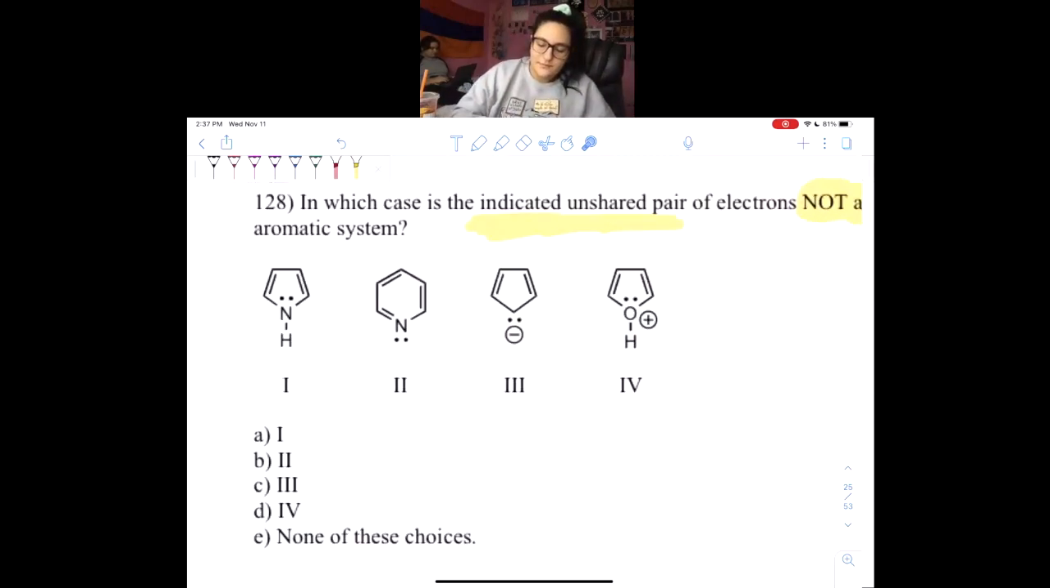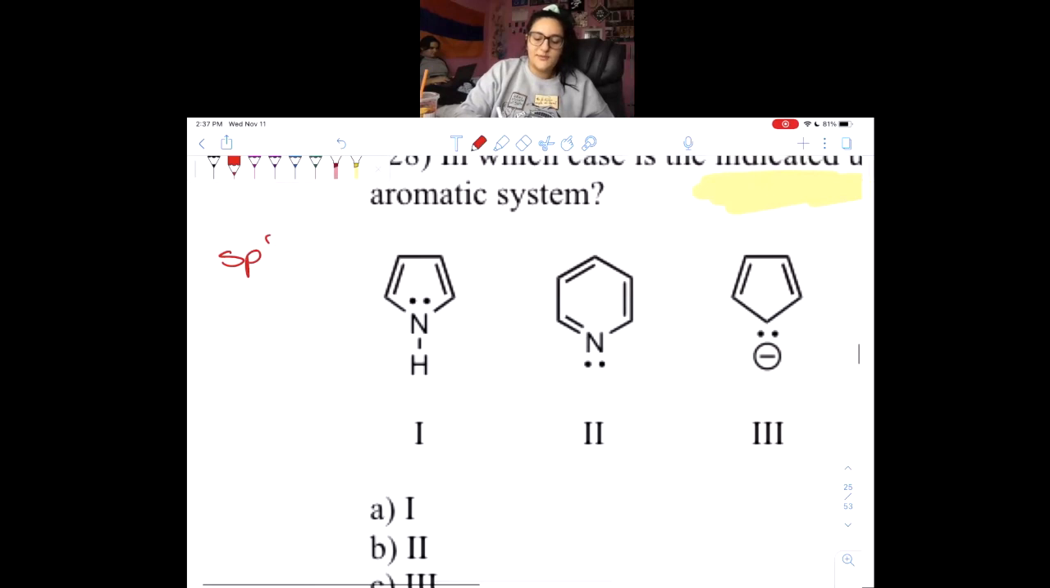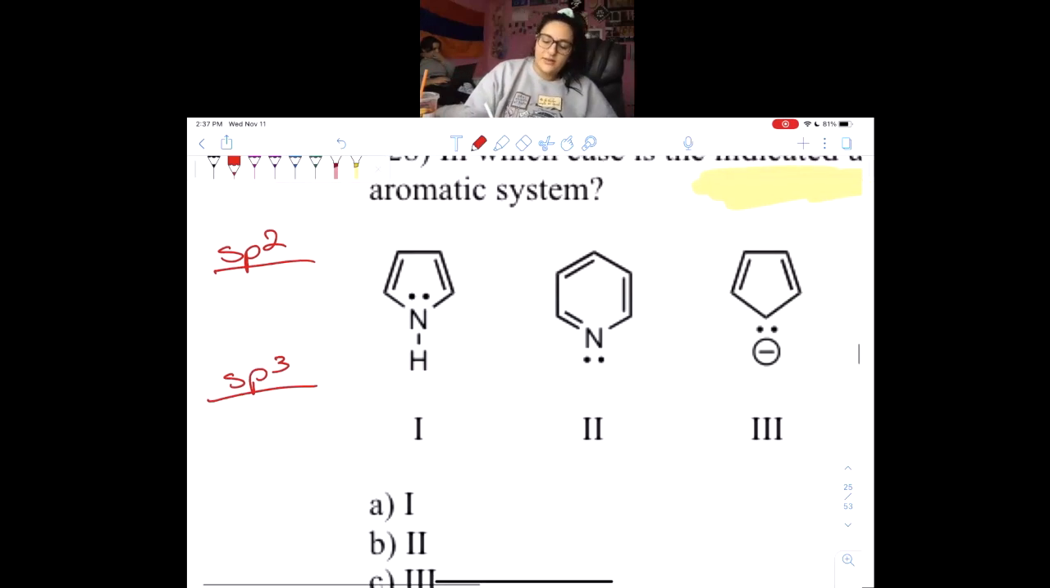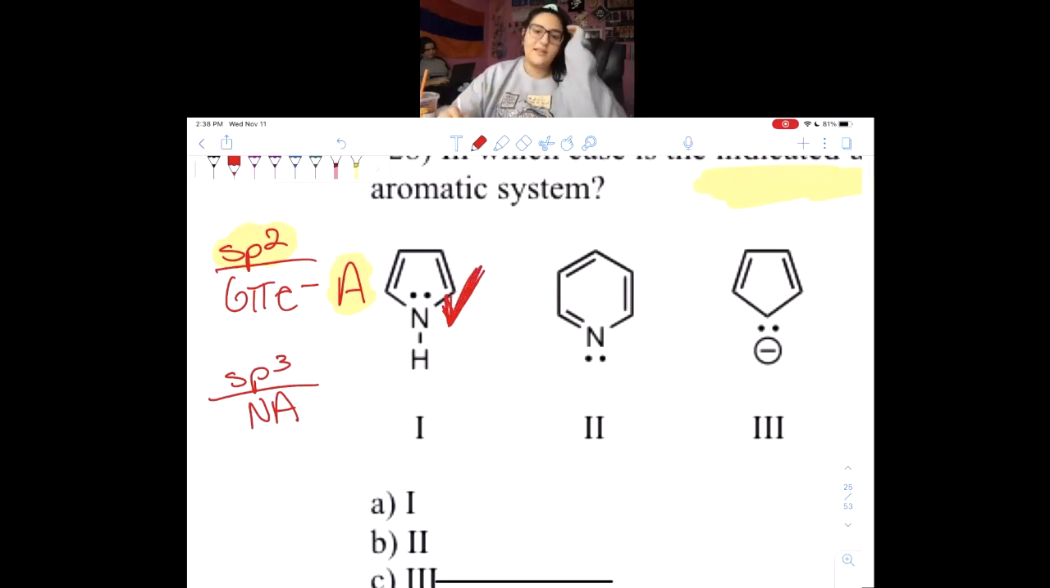So when we go through in this first example, we have the lone pair on the nitrogen. So as always, we're going to do sp2 versus sp3. We know that if it's sp3, the electrons don't count. If it's sp2, it does count. We also know that if it's sp3, it's going to be non-aromatic. And if we have sp2, we'll have 2, 4, 6 pi electrons, and that will be aromatic. So we know we choose sp2 and we choose aromatic, and that means that these electrons do count towards the pi system. Yay.